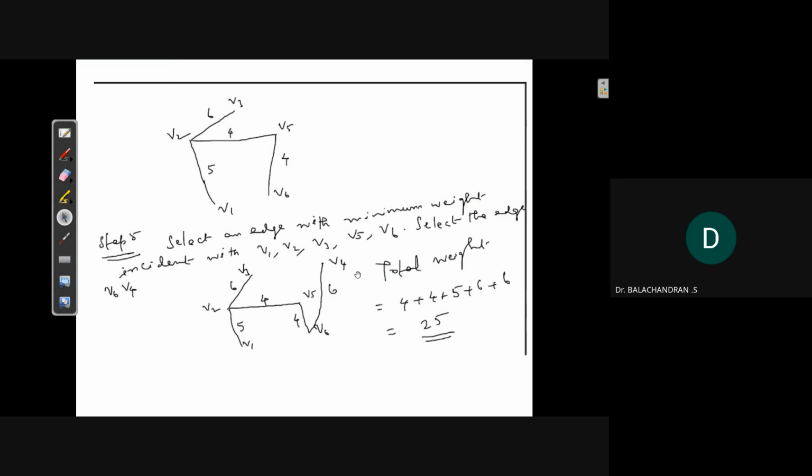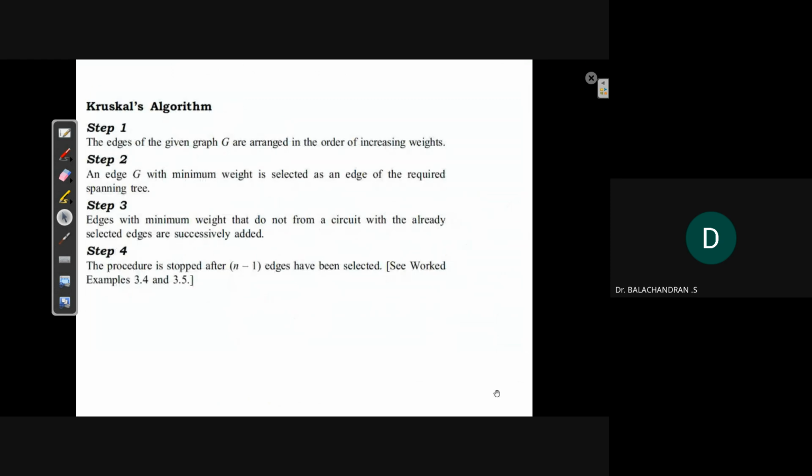So this is a spanning tree with the total weight of the spanning tree. You should add the edge weight. So 4 plus 4 plus 5 plus 6 plus 6. So totally 25. So this is another method. So you can follow any one of the method. The previous method you can follow, or you can follow this method.